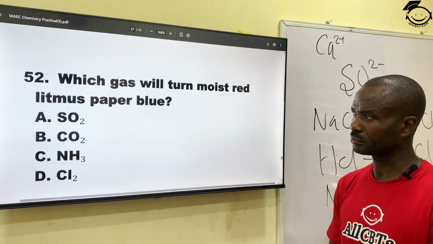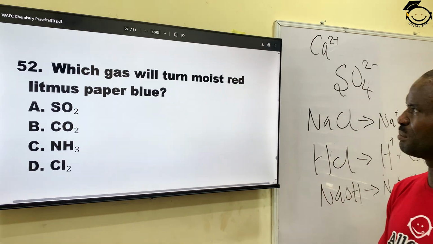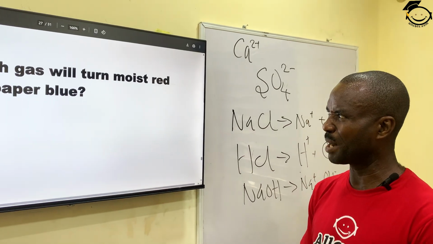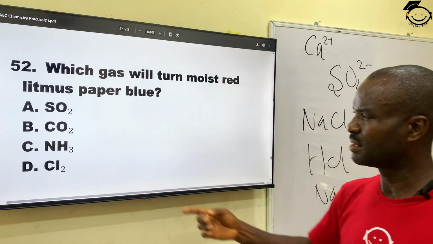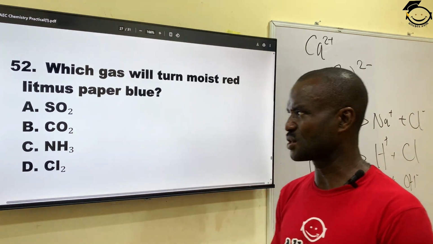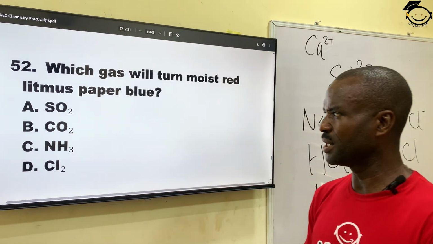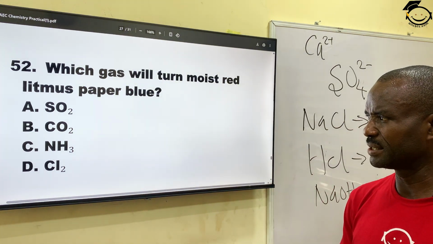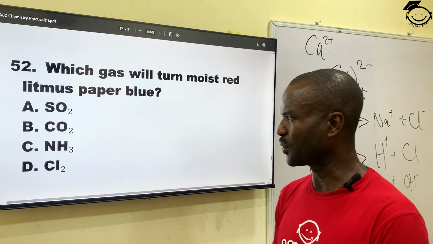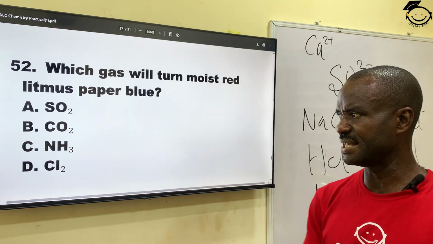52. Which gas will turn moist red litmus paper blue? The only gas that will turn moist litmus paper blue: A. SO2, that is sulfur 4 oxide. B. Carbon 4 oxide. C. Ammonia. Then D. Chlorine gas. The correct answer is C.